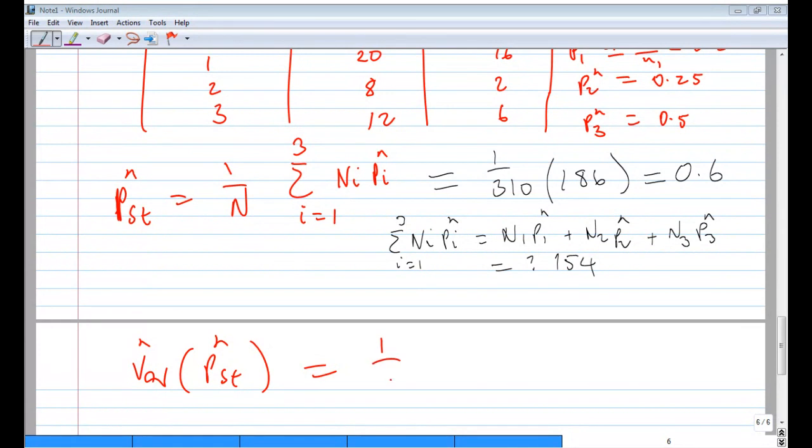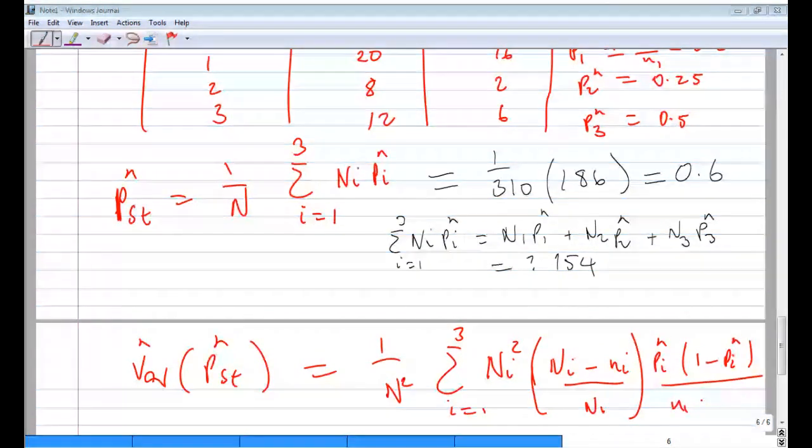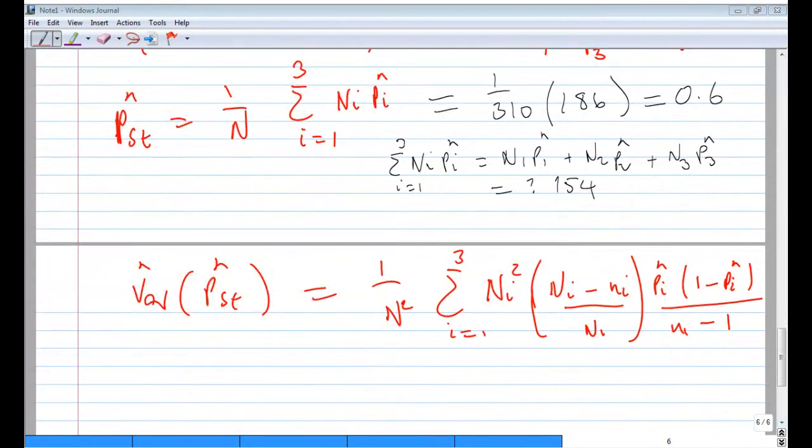Okay, which is what? 1 over n squared, summation i from 1 to 3 of N_i squared, (N_i minus n_i) divided by N_i, for p_i (1 minus p_i), divided by what? n_i minus 1. So this is the formula that you have to use for the estimated variance.